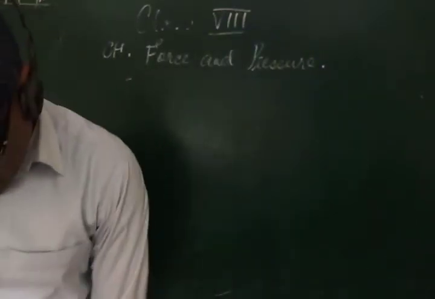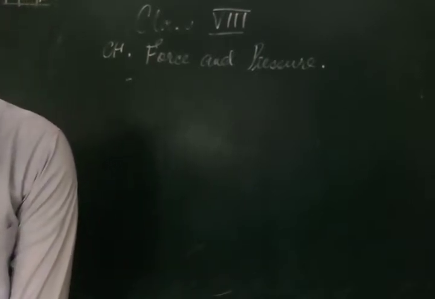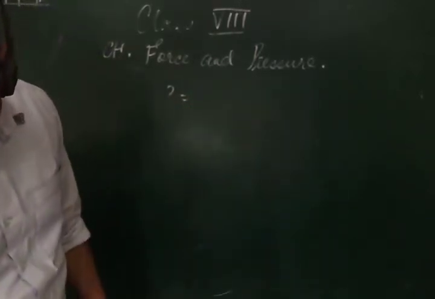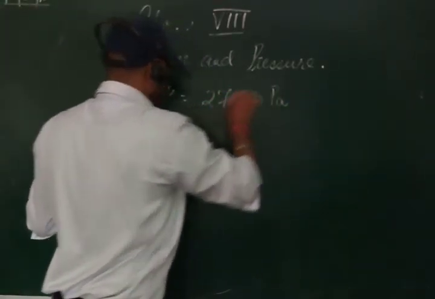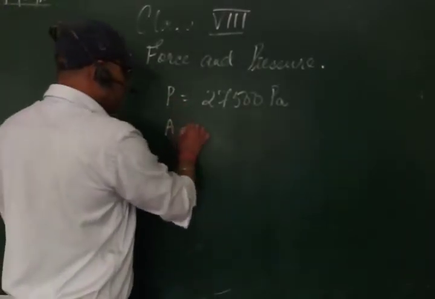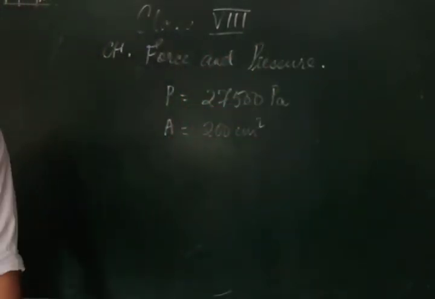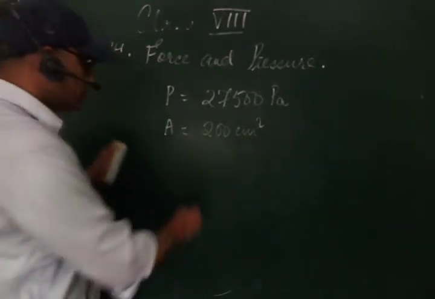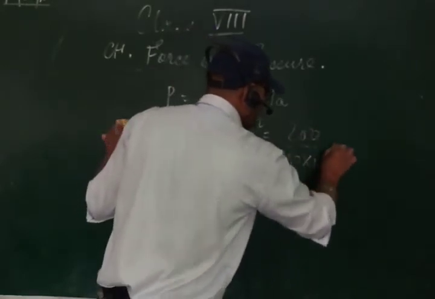Let us suppose, what is the magnitude of force required in Newtons to produce a pressure of 27500 Pascal? Pressure is given. Area is given. Area has been given as 200 centimeter square. Likewise, as in the first question, it's given in centimeter square. We have to convert this into meter square. So we can write this as 200 upon 100 into 100 meter square.